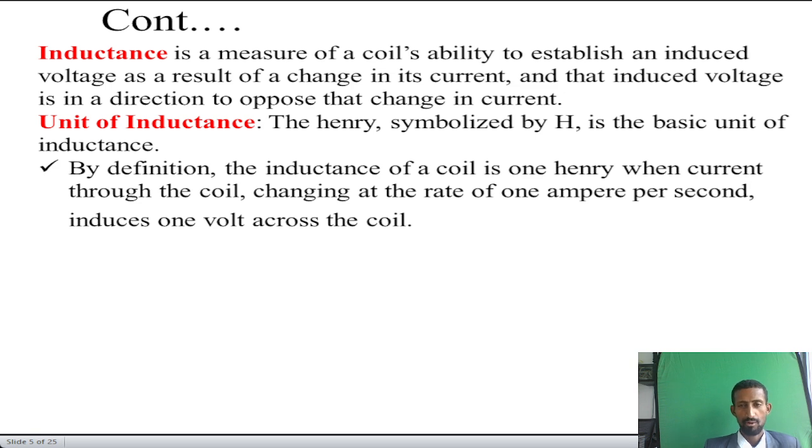By definition, the inductance of a coil is 1 Henry when a current through the coil changing at the rate of 1 ampere per second induces 1 volt across the coil. As we have already said, if there is a change in current, a changing magnetic field will be induced, and that changing magnetic field will induce a voltage. This is what we call Faraday's law of induction.